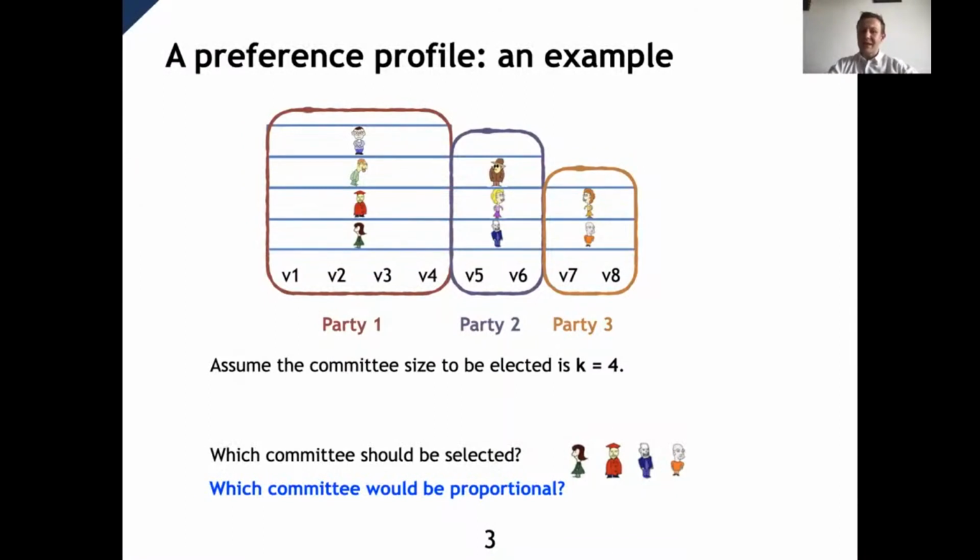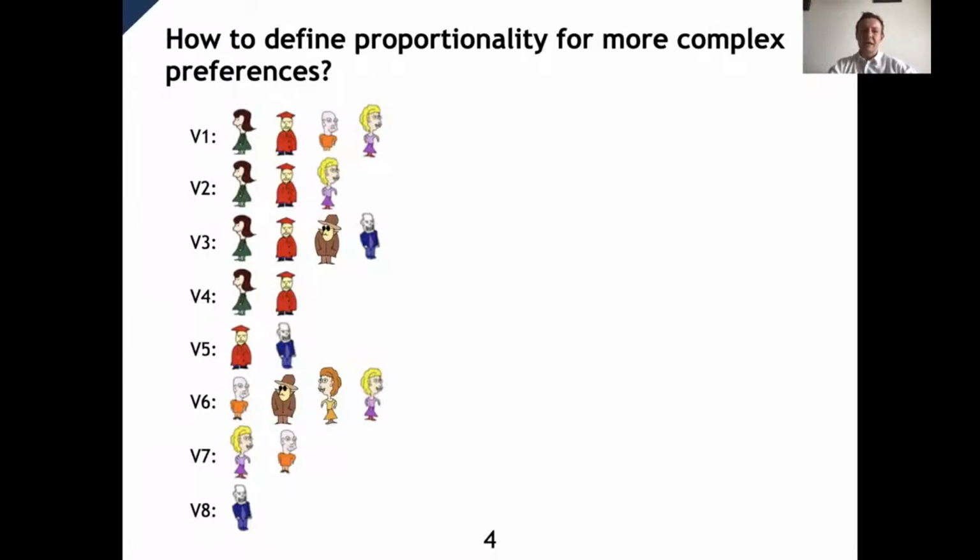So in this example, identifying a good proportional committee was easy, but this was due to a very specific structure of these preferences of the voters. In particular, any approval sets of any 2 voters were either the same or disjoint. However, what happens if the preferences of the voters can arbitrarily overlap? In this general example, identifying a proportional committee is no longer easy.